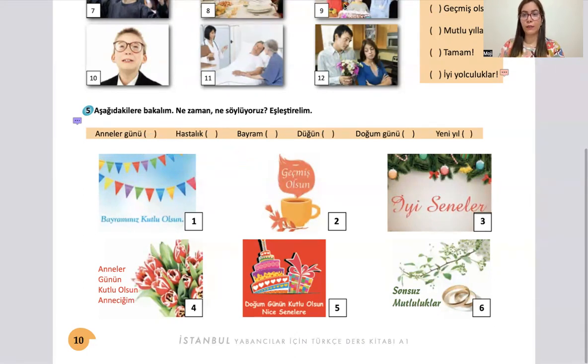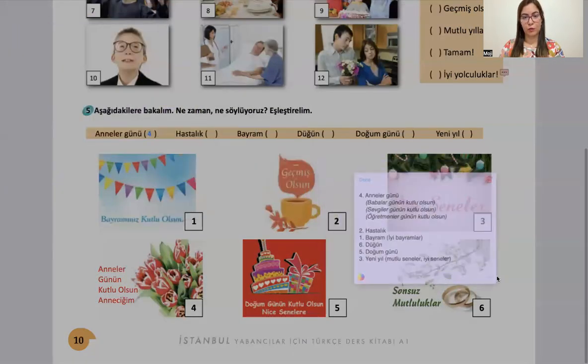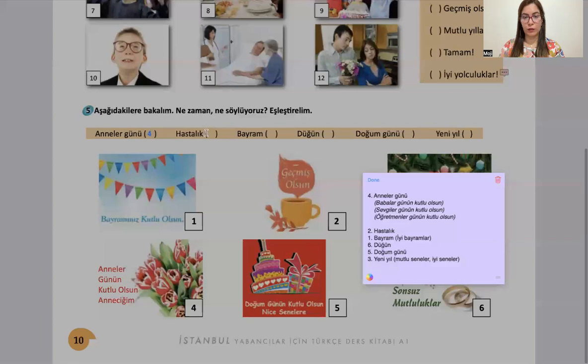Next one, hastalık. Disease, illness, actually illness. What do we say when we see somebody who is ill? Yes, you guessed right. Geçmiş olsun. So, number 2 is for this. 2, hastalık, geçmiş olsun.